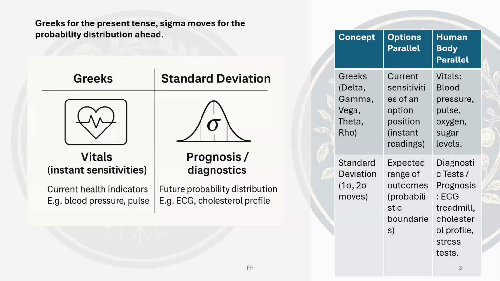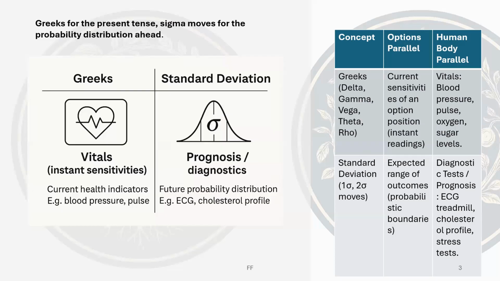In the options world, the 1 sigma range of outcomes upwards or downwards are expected with 68% probability over a given time. It's the probable boundary around which our Greeks operate. And hence, we need to design our model that is standard deviation compatible and friendly.